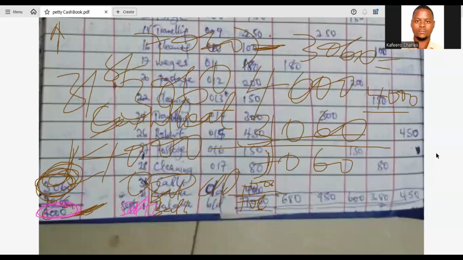And finally, for analysis columns, we just have to add up the total for all these columns, and then you show their totals for each and every column.